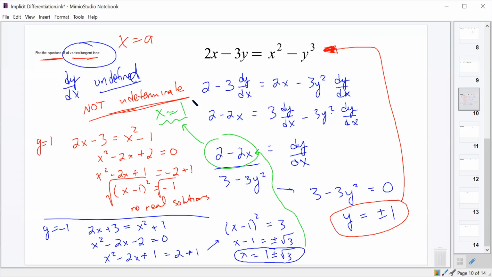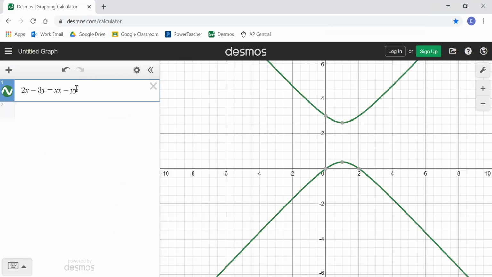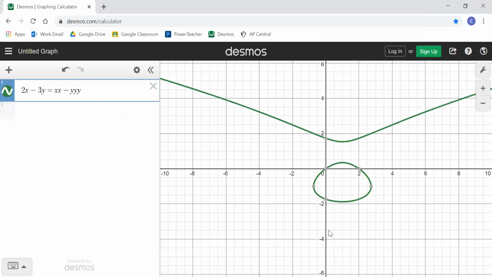And we could go in and take a look at this in Desmos. What was our original equation here? 2x minus 3y, I think, equals x squared minus y minus 1 cubed. Great. And so this is what that equation looks like. It's like this little egg-shaped thing, sort of, and this little v.